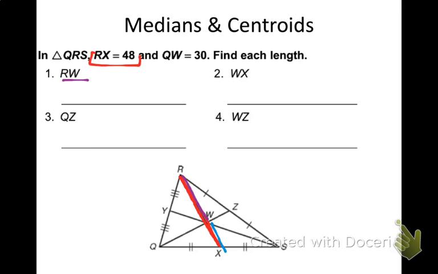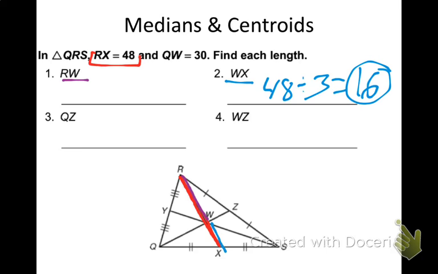Well, there are a couple of different ways to do this. It might be easier for us to find WX first. Again, why is it easier maybe to find the smaller one first? Because what do I have to do to find the smaller one? Just divide by 3, because I have the whole segment. So I'm going to take 48 divided by 3, and that means WX has to be 16. Nice job. Now, again, couple different ways to do this. It's all up to you. It's your preference, guys.